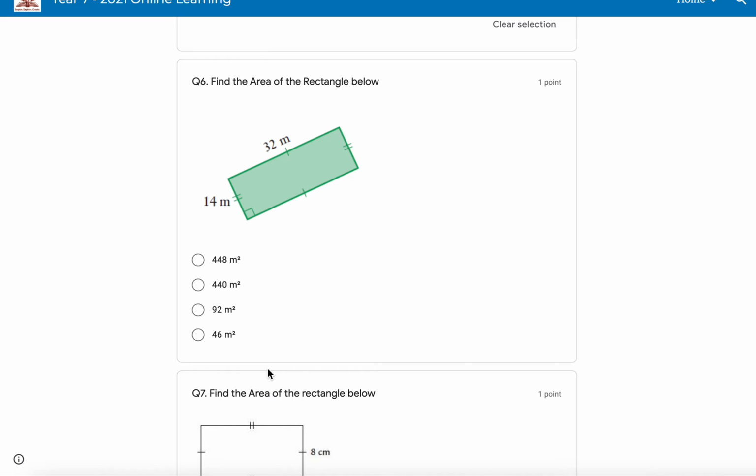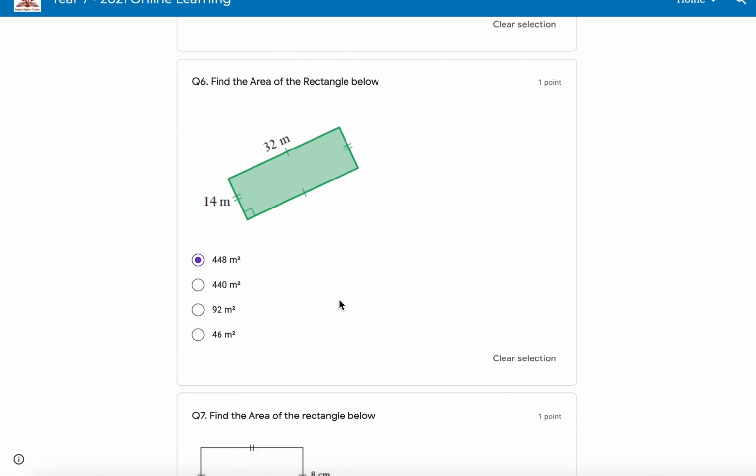All right, question 6. Find the area of the rectangle below. So same situation, we just need to multiply the length times the width or the height, whatever you want to call it. We need to multiply these two sides. So 14 times 32. You can also call it the breadth. So usually the formula will say it's the length times the breadth, L times B. So our answer for this one is 448 meters squared, because remember it was given in meters. So our area is going to be in meters squared.